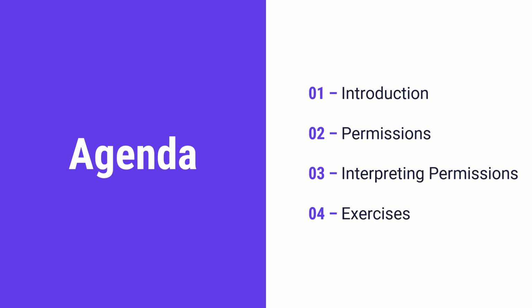Then we'll get into talking about file and directory permissions, how they work, how you interpret them. They work a little bit differently depending on whether they're applied to a file or a directory, so we'll understand that. And then I put some exercises at the end of the lecture so that you can work on them at home to solidify your understanding and also to help you in your midterm study.